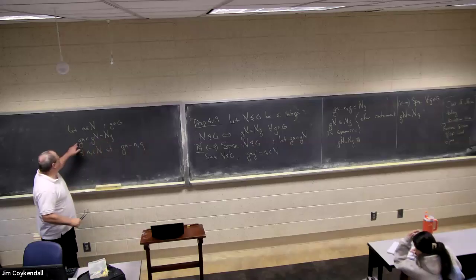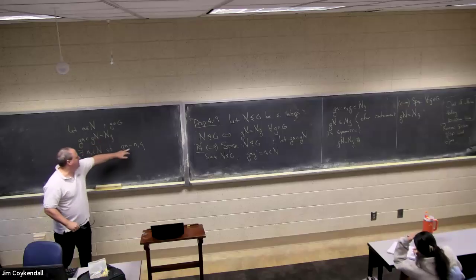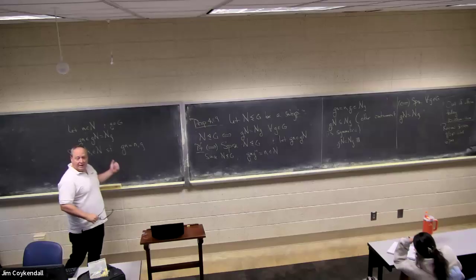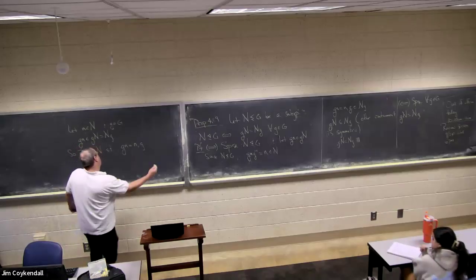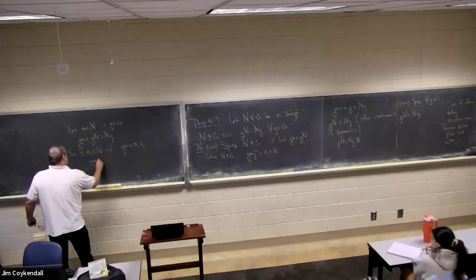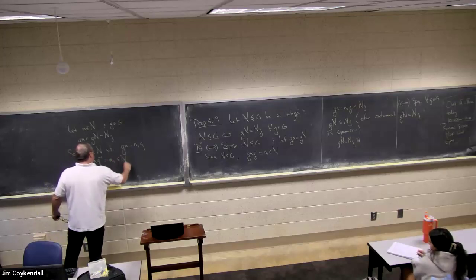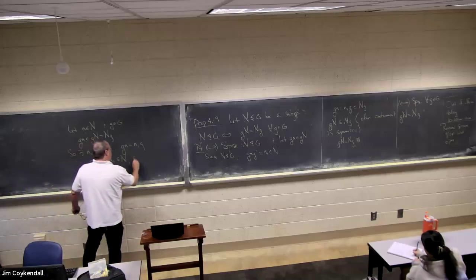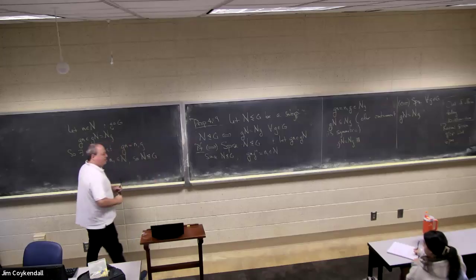Because gn has to be written in this form, something in N times g, and it might be something different from the original. But I do know that n1 is in it. Agree? Multiply on the right by g inverse. So N is normal in G.